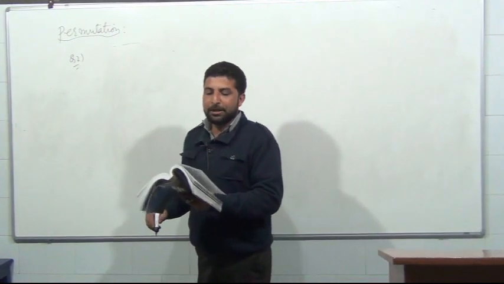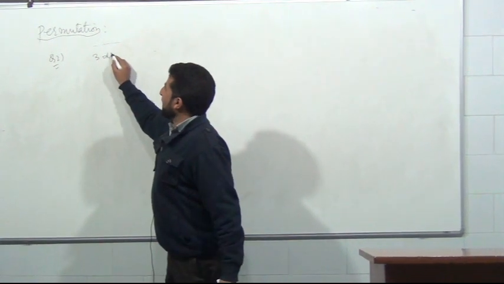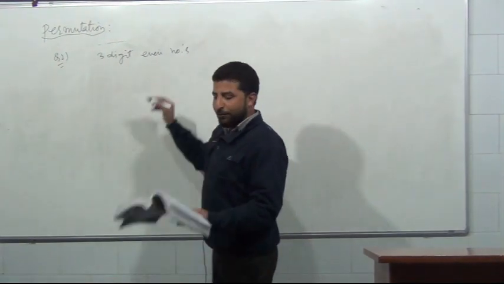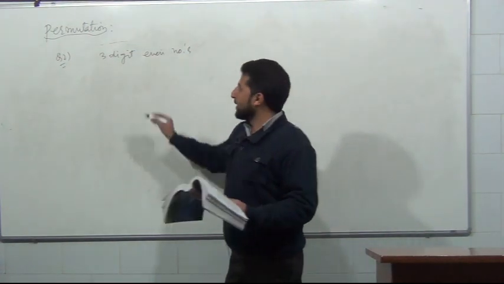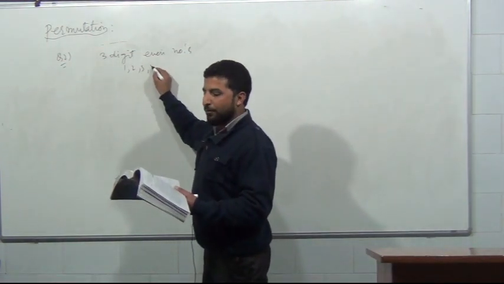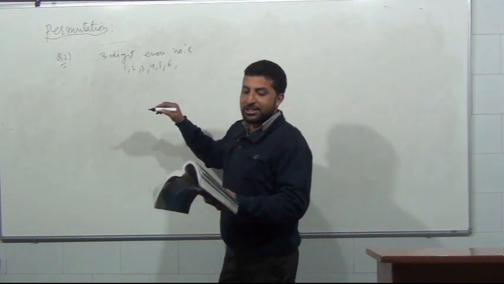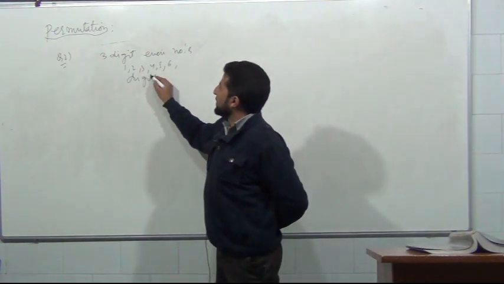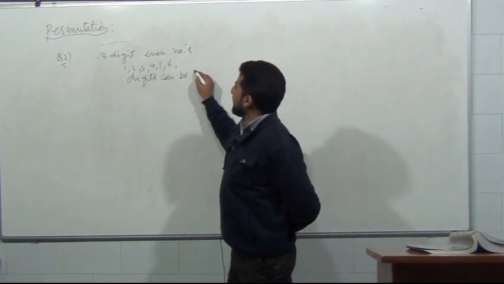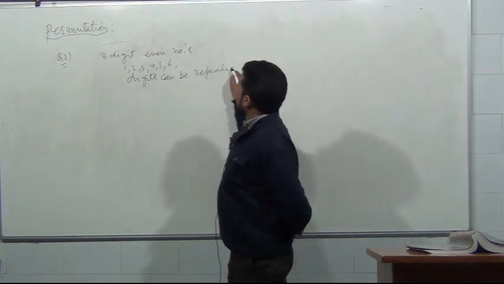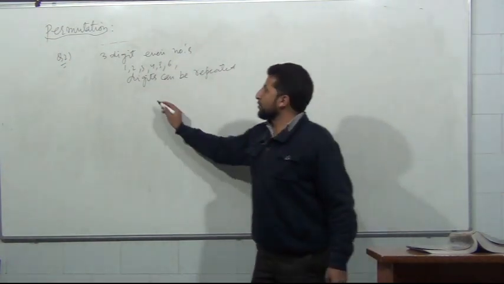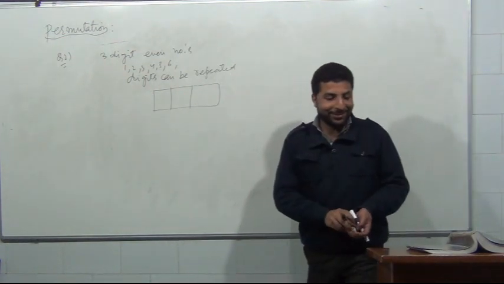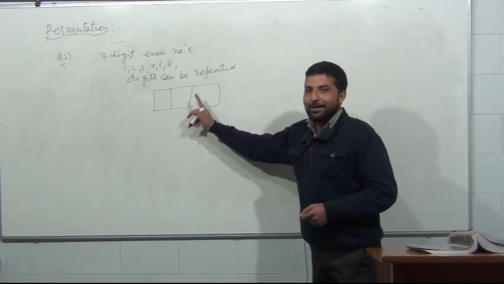how many 3-digit even numbers? 3-digit, important is this thing, 3-digit even numbers can be formed using the digits 1, 2, 3, 4, 5, 6, if the digits can be repeated. That means you have to construct 3-digit numbers, but the condition should be that the number should be even.